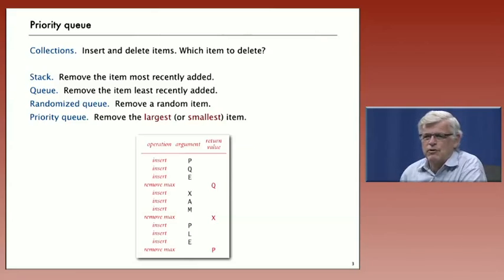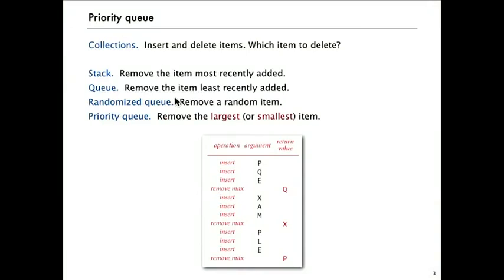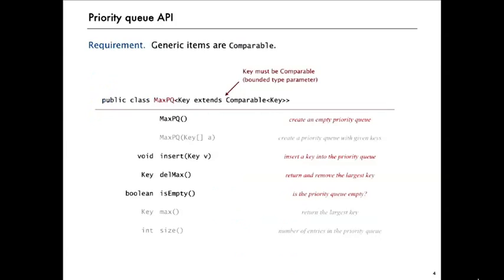Today what we're going to talk about is called the priority queue. For that, we insert items, but when it's time to remove, we consider the items to have a total order, and we want to remove the largest or the smallest item. So in this little example, if we insert P, Q, and E, then when we do remove max, we want to get the Q out. If later we insert X, A, and M, then we remove max. The largest one in there is X. We insert P, L, and E, and then after a while we remove max, P. So that's our basic setup.